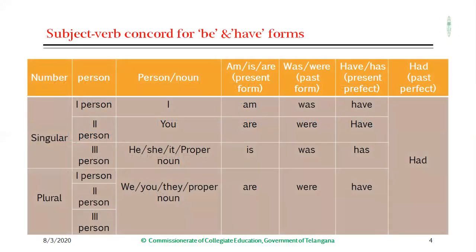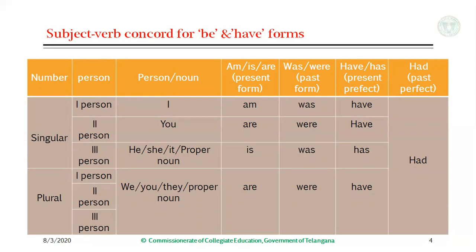Now let's look at the table here. It shows the subject-verb Concord for be and have forms: number, person or noun, and verb form, present as well as past form. Have or has in the present, and had in the past form. As all of you know, there are three persons: first person, second person, and third person.